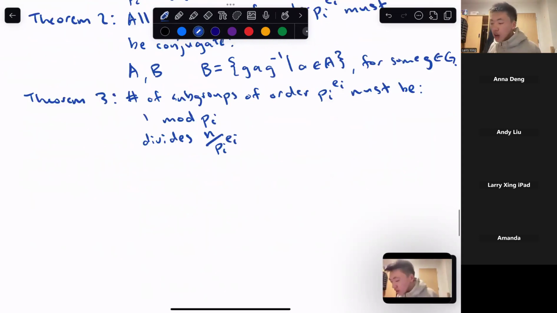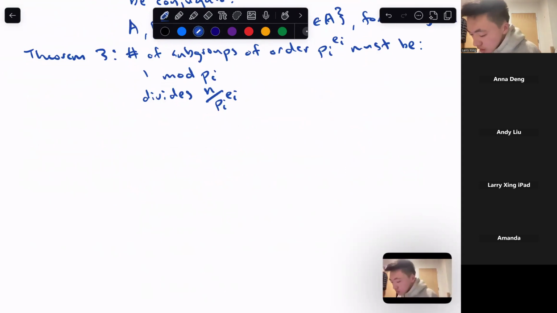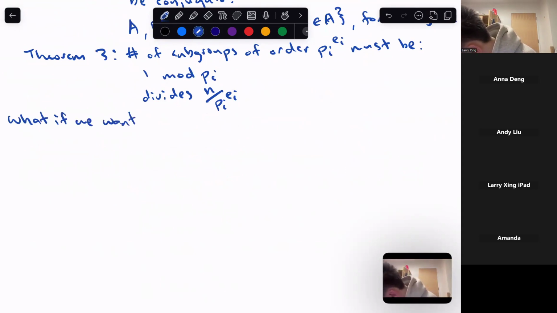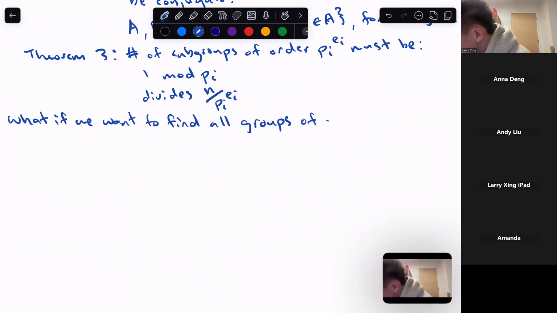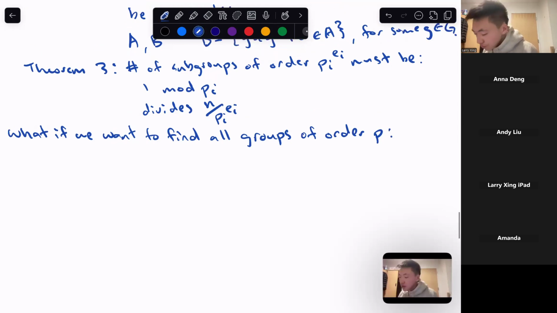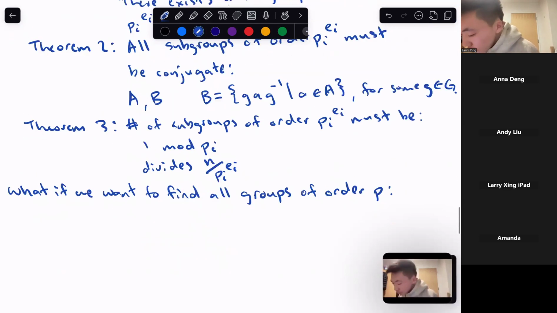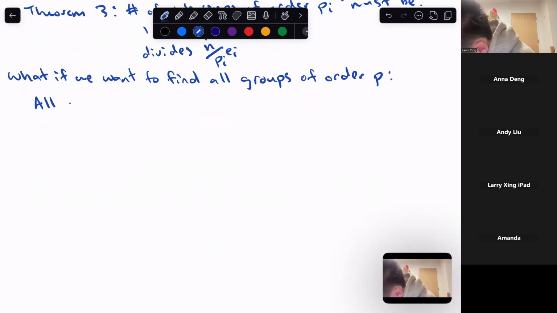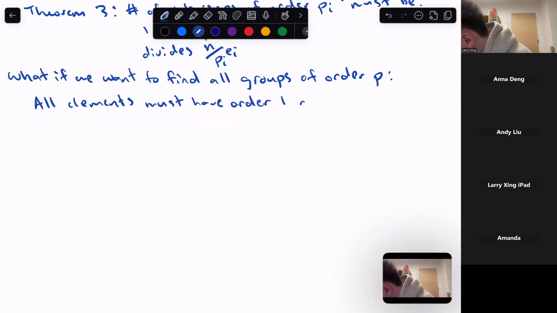Let's begin trying to classify some groups. So let's start with an easy case. What if we want to find all groups of order p, and p is a prime? Well, remember from before that all elements must have order 1 or p.